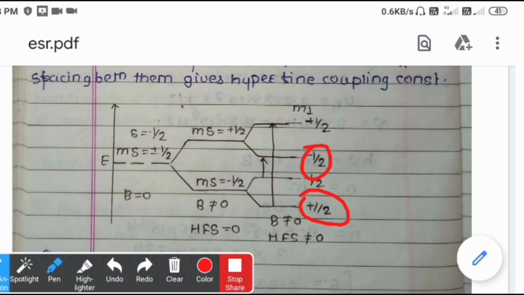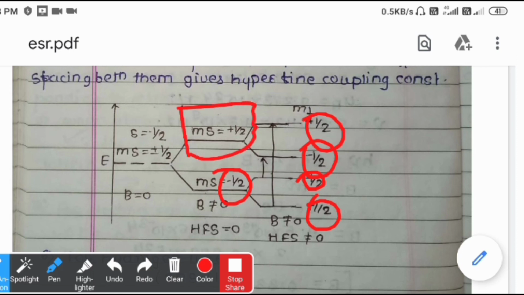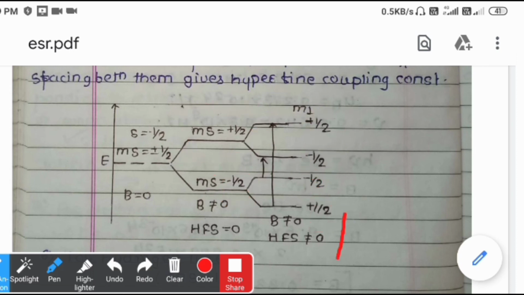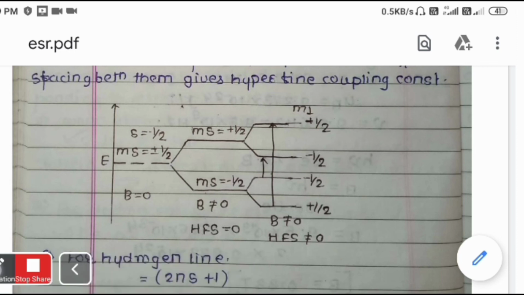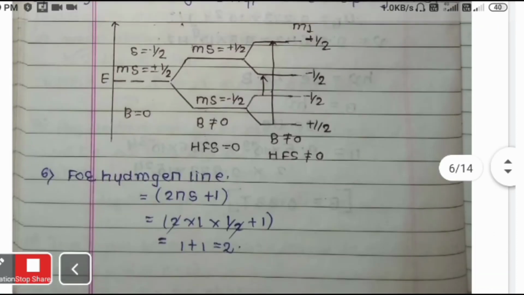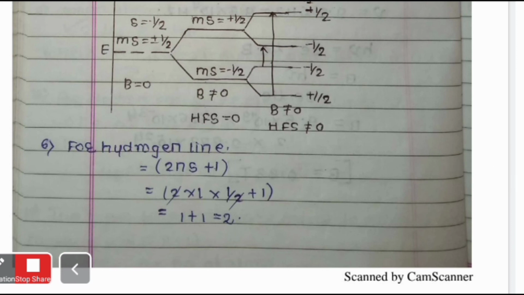So this minus 1 by 2 interacts with the two nuclear spin states, minus 1 by 2 and plus 1 by 2. And again, our next splitting will occur with the interaction with the ms value of plus 1 by 2. All of these things will happen only if we have the external magnetic field applied.